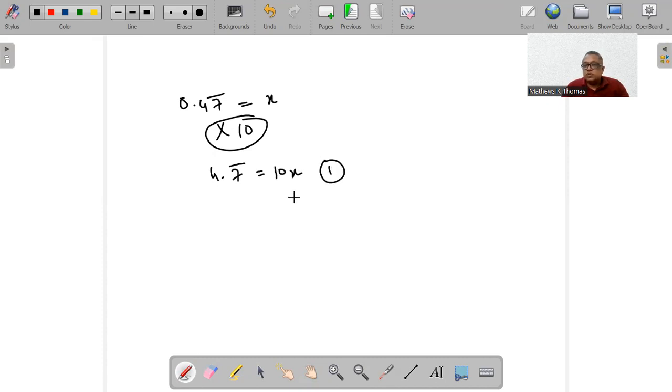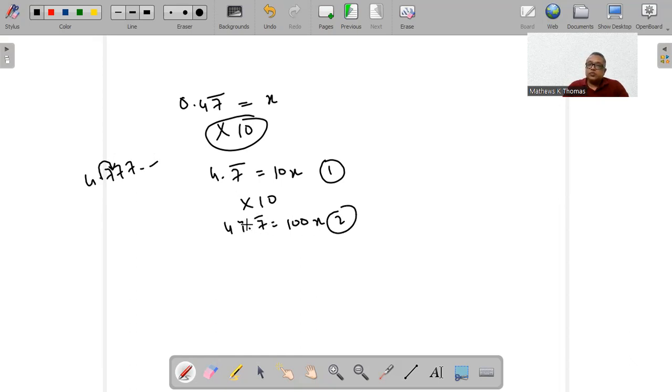So this is my first equation. My first equation should always be having the bar and the decimal with no distance. That means the decimal and bar should be together, not like this. Then you see how many numbers are there in the bar. There is only one number. So I'm going to multiply this by 10. When I multiply by 10, decimal will shift one place to the right. So 4.7 bar means what? 4.777 recurring. So when I multiply by 10, the decimal is going to shift one place to the right. So this is going to be 47.7 bar. 10 into 10, you are going to get 100. So I'm going to get 47.7 bar is 100x.